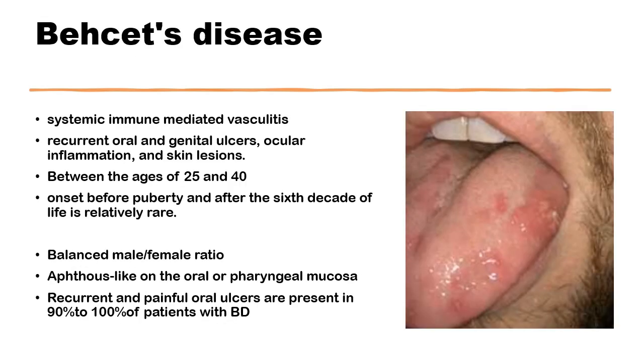Behcet's disease is a systemic immune-mediated vasculitis characterized by recurrent oral and genital ulcers, ocular inflammation, and skin lesions. It affects mostly the age between 25 and 40 years. It's rare to affect subjects before puberty or after their 6th decade of life. It affects males and females equally. It forms aphthous-like ulcers, more similar to the major type of aphthous stomatitis, affecting the oral cavity and the pharynx. The recurrent and painful oral ulcers are present in more than 90% of the subjects presenting with Behcet's disease.